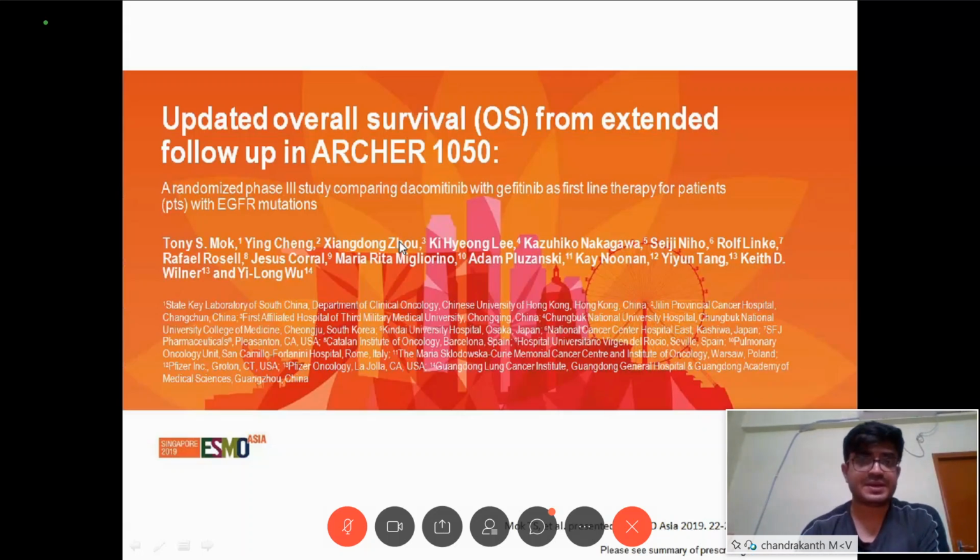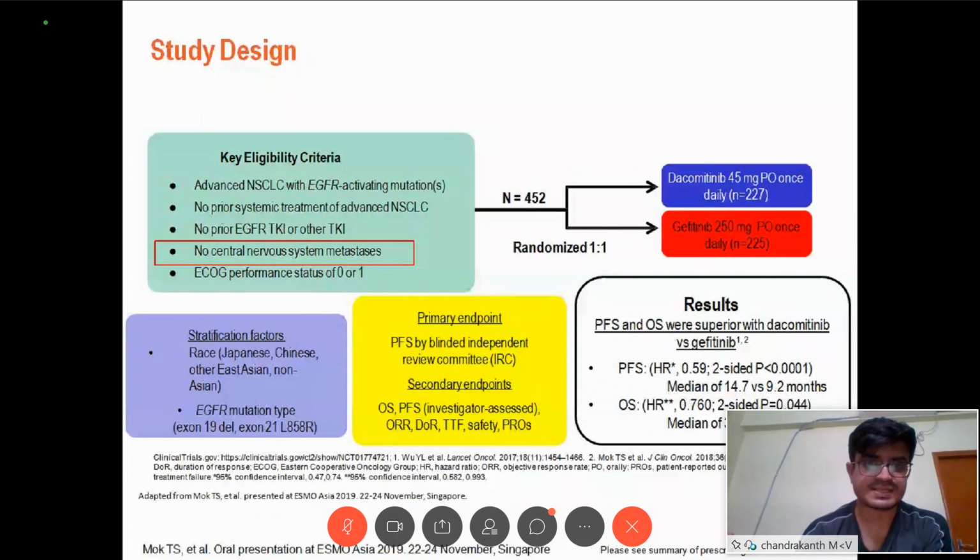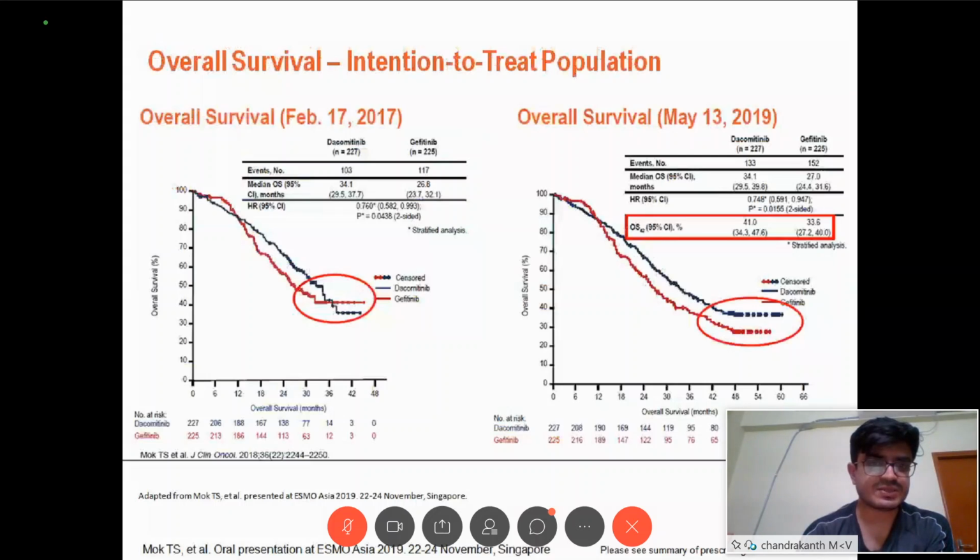Then this is the updated overall survival data we have from the Archer 1050. Again, in 2019, they had a cutoff. It was the same trial, same randomization, and you can see the overall survival. It was not that significant. You can see the hazard ratio of 0.76 for overall survival, and then the moment you came to overall survival by 2019, it was nearly 41 months versus 33.6 months.